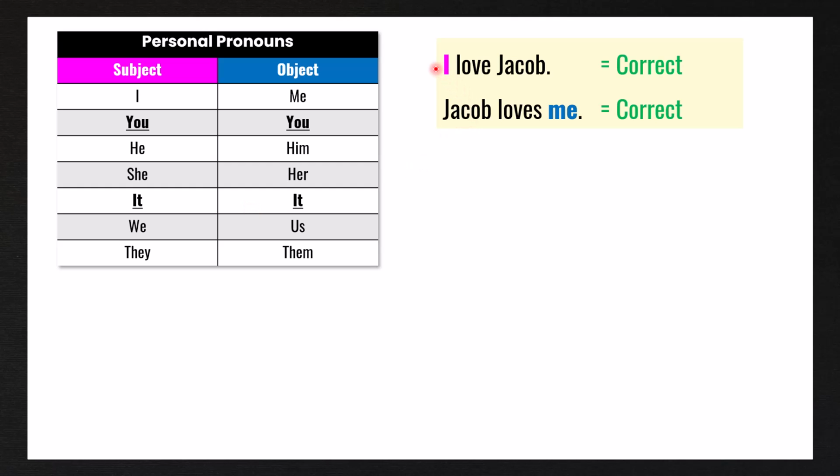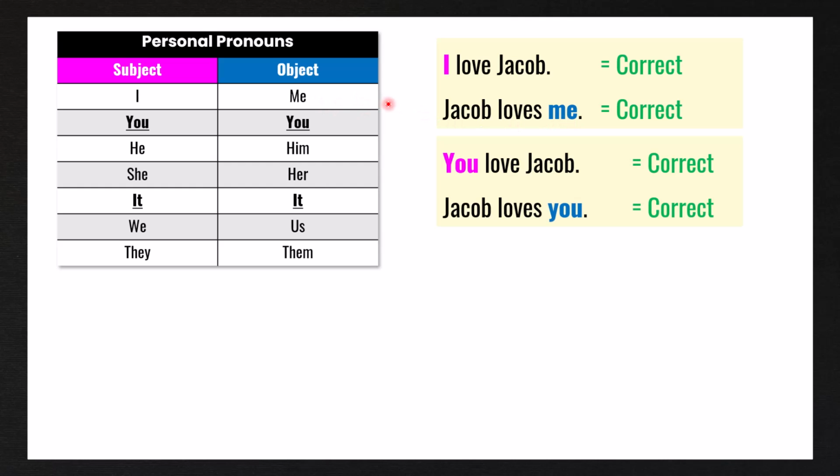Because going back to our example from earlier, I love Jacob is correct. Jacob loves me is correct. And here we have I as the subject pronoun and me as the object pronoun. However, we could say you love Jacob, which is correct, and Jacob loves you, which is also correct. And this is where it gets confusing because sometimes the personal pronouns are the same with you and it.